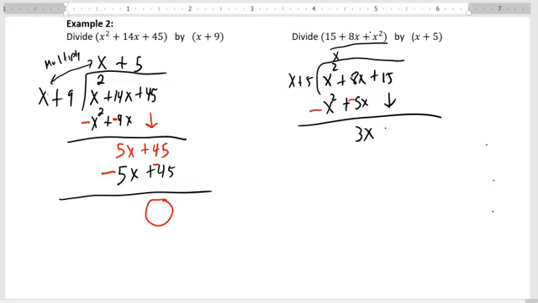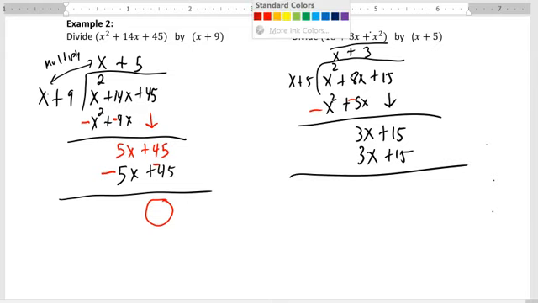Bring down the 15. So now we're going to need to multiply by a 3. 3 times x is 3x. 3 times 5 is 15. Change our signs since we're subtracting. So we get remainder of 0.